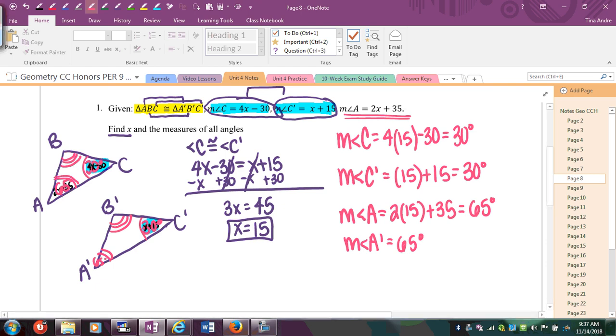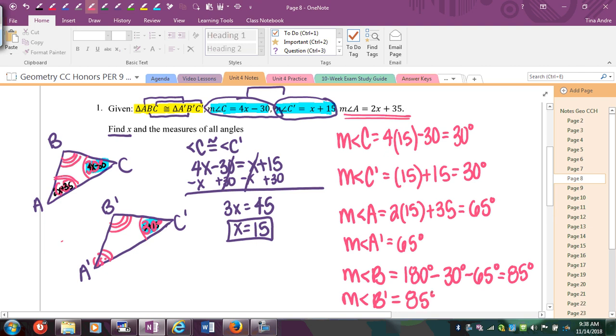In a triangle, if you know 2 out of 3 angles, you can always find the third because in a triangle, all angles add up to 180. So in order to find angle B, what I'm going to do is 180 minus the 30 degrees minus the 65 degrees, and that's going to give me 85. So that's how I find angle B. And then once we know angle B, B prime has to be equal to that.